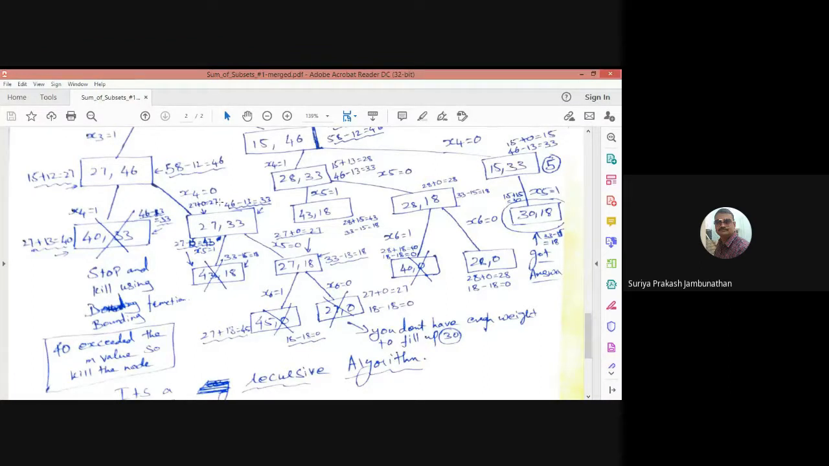We will get 27 plus 0. So here we are not putting the x4 value. 27 plus 0, that is 27 we are getting. So 27 comma 33, the weight will remain as it is. So 27 comma 33 we will put in this particular case.